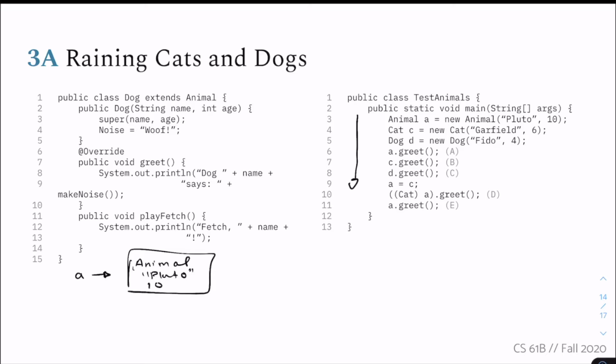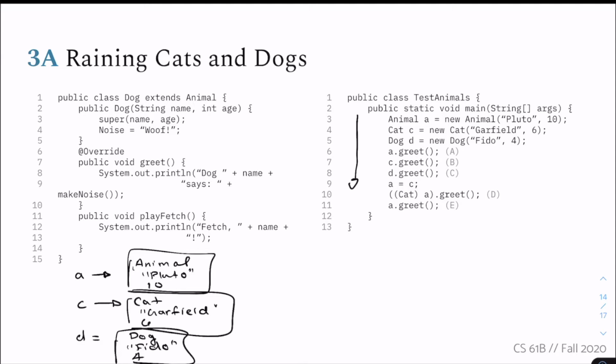We have a cat, C, which points to, I try to draw the box after, a cat with the name Garfield and an age 6. And then we have D, which is a dog with the name Fido that is an age 4. Great, so we have everything listed out.